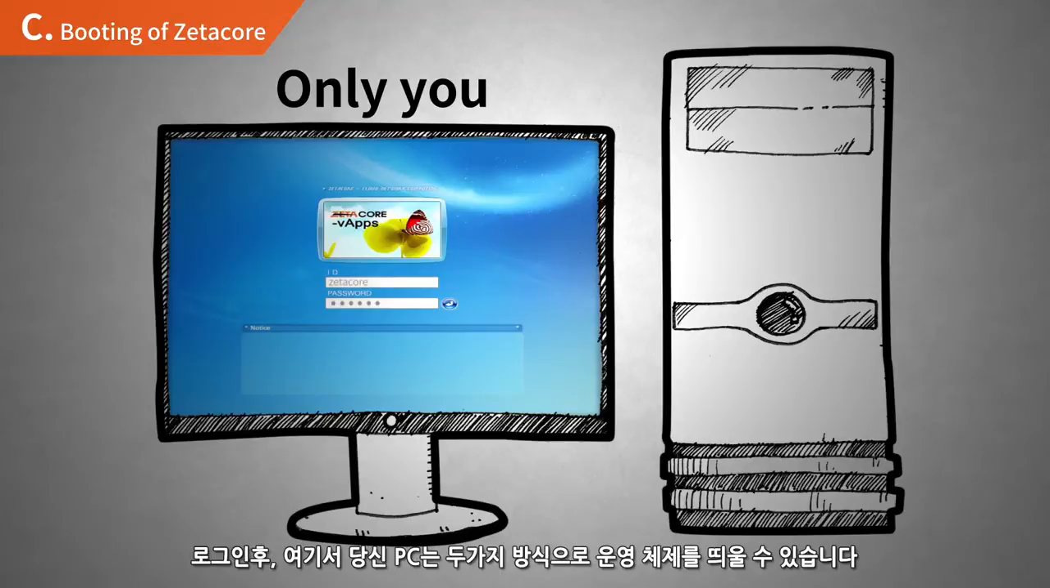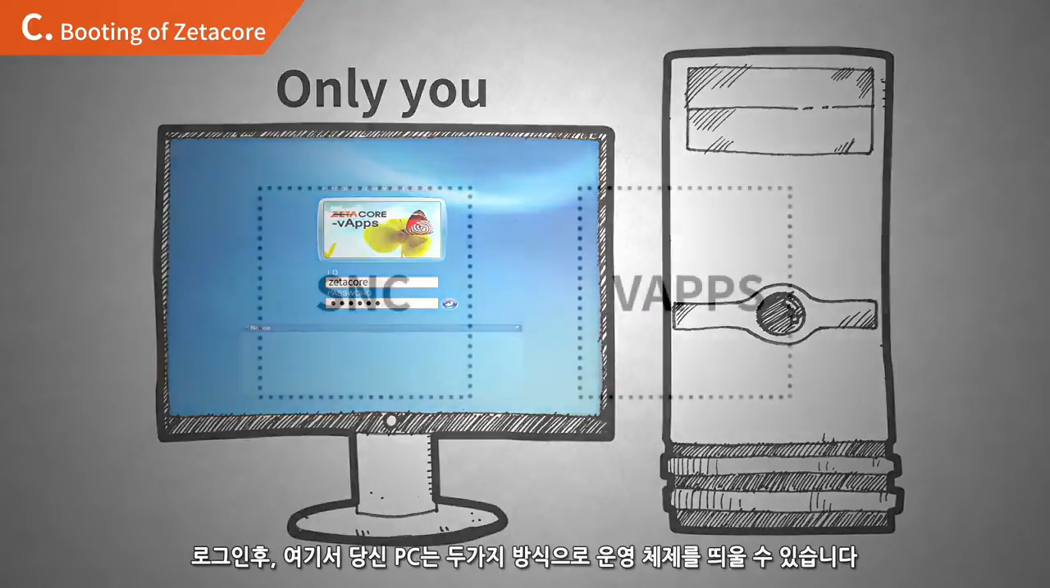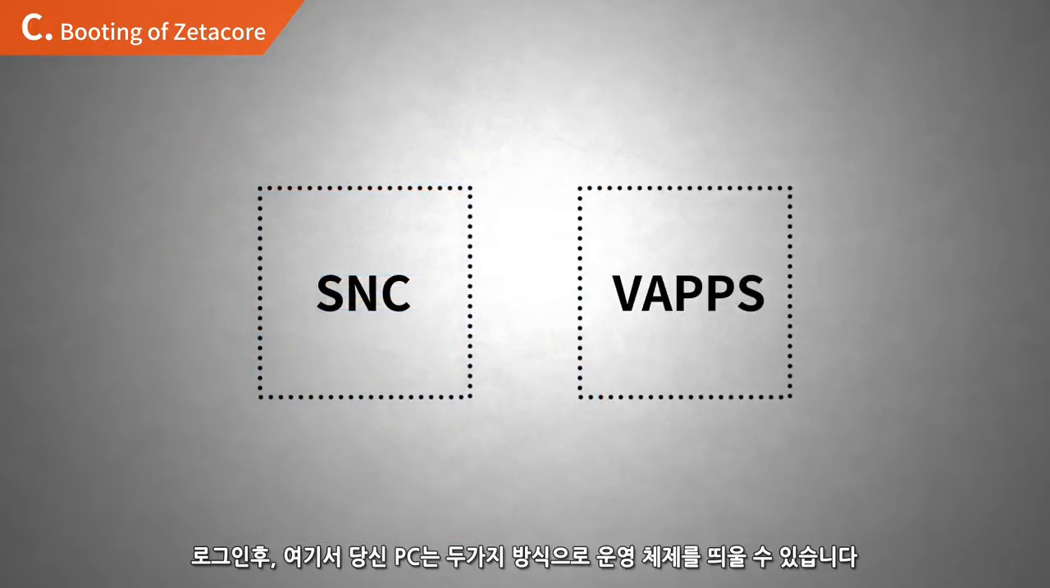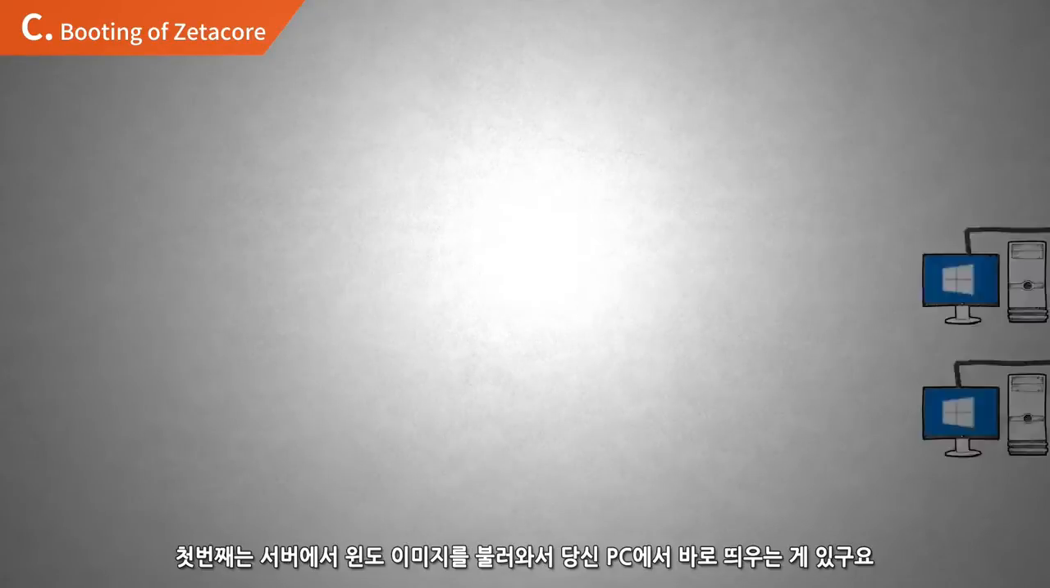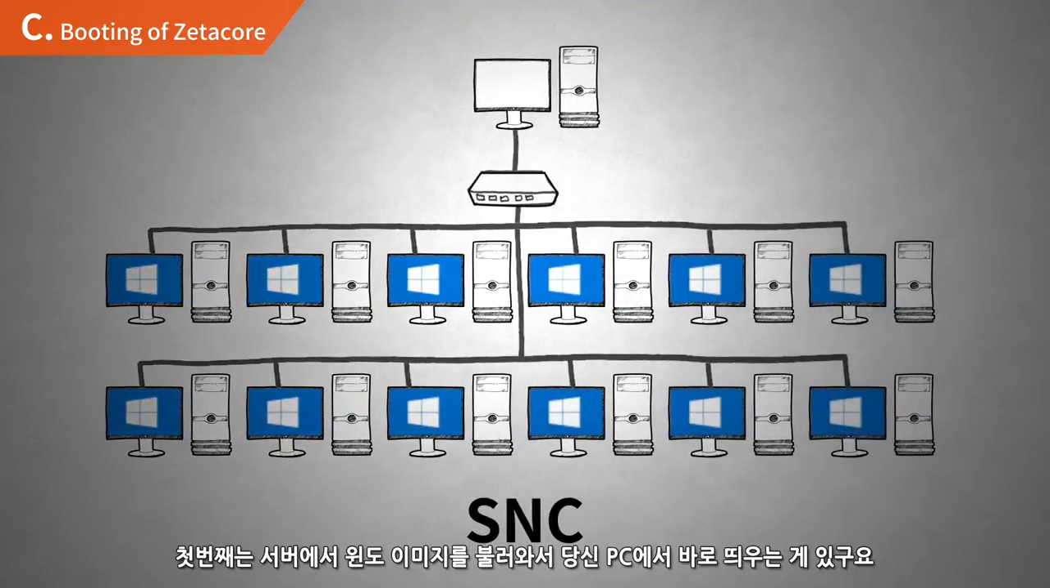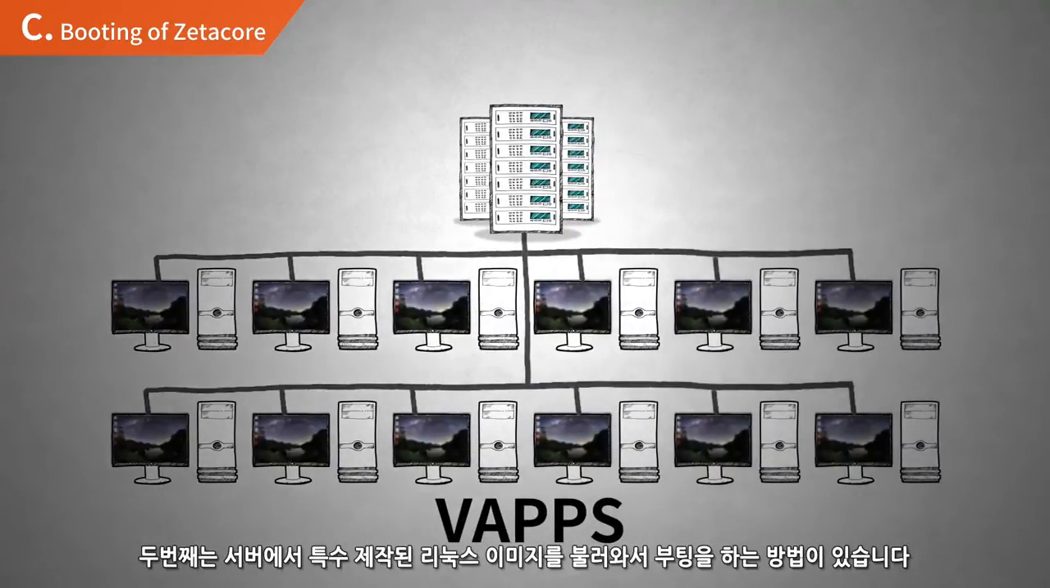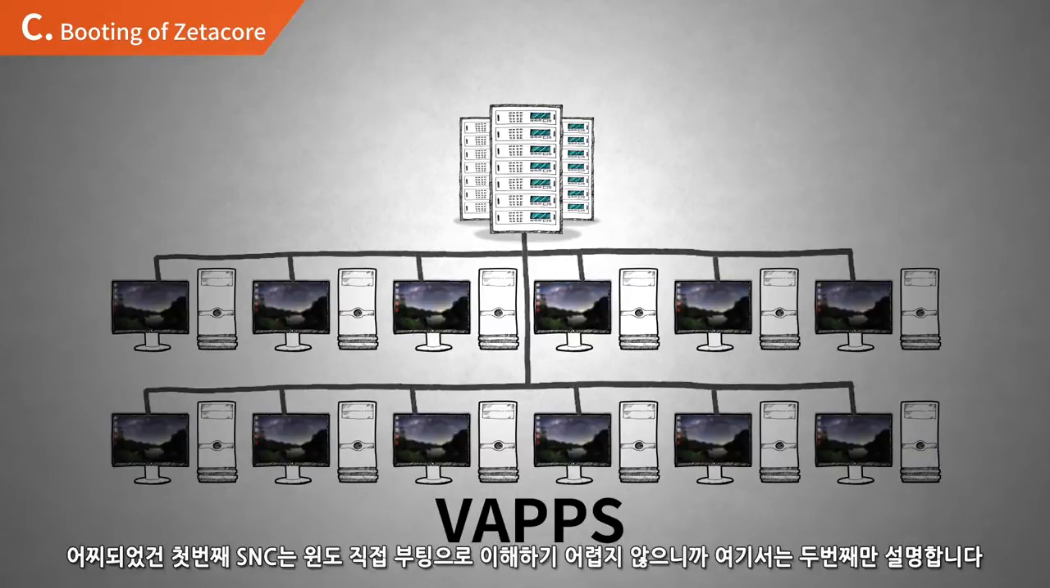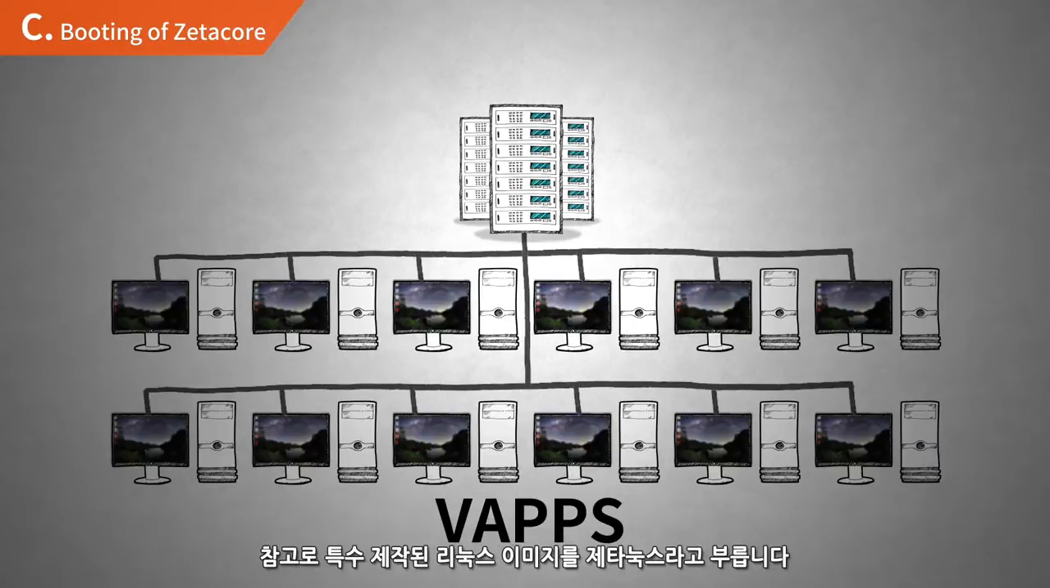After login, your PC can load operating system in two different ways. Firstly, one way is to load MS Windows in your PC from the server. Secondly, the other way is to boot OS in your PC after loading a custom Linux image in the server. Anyway, I'm going to explain just the second way in this video, because the first way is not difficult to understand, as SNC boots Windows directly. For your information, the custom Linux is called ZETANUX.